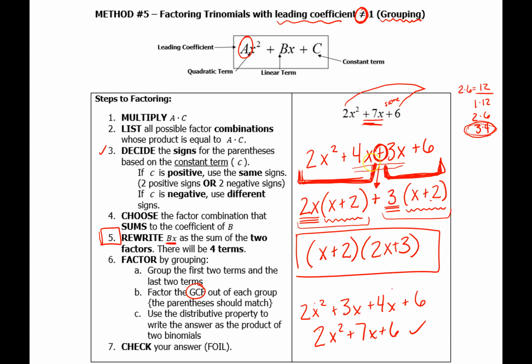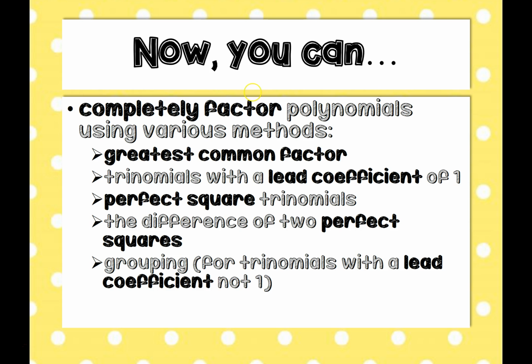So again, after you rewrite that number, you factor out the GCF from both. Your leftovers are one of your factors, so you write it down. And then the GCFs are your other factor, so you write it down as the second factor. Don't forget to check your work by foiling things back together or distributing. Okay, so those are 5 different methods for factoring.